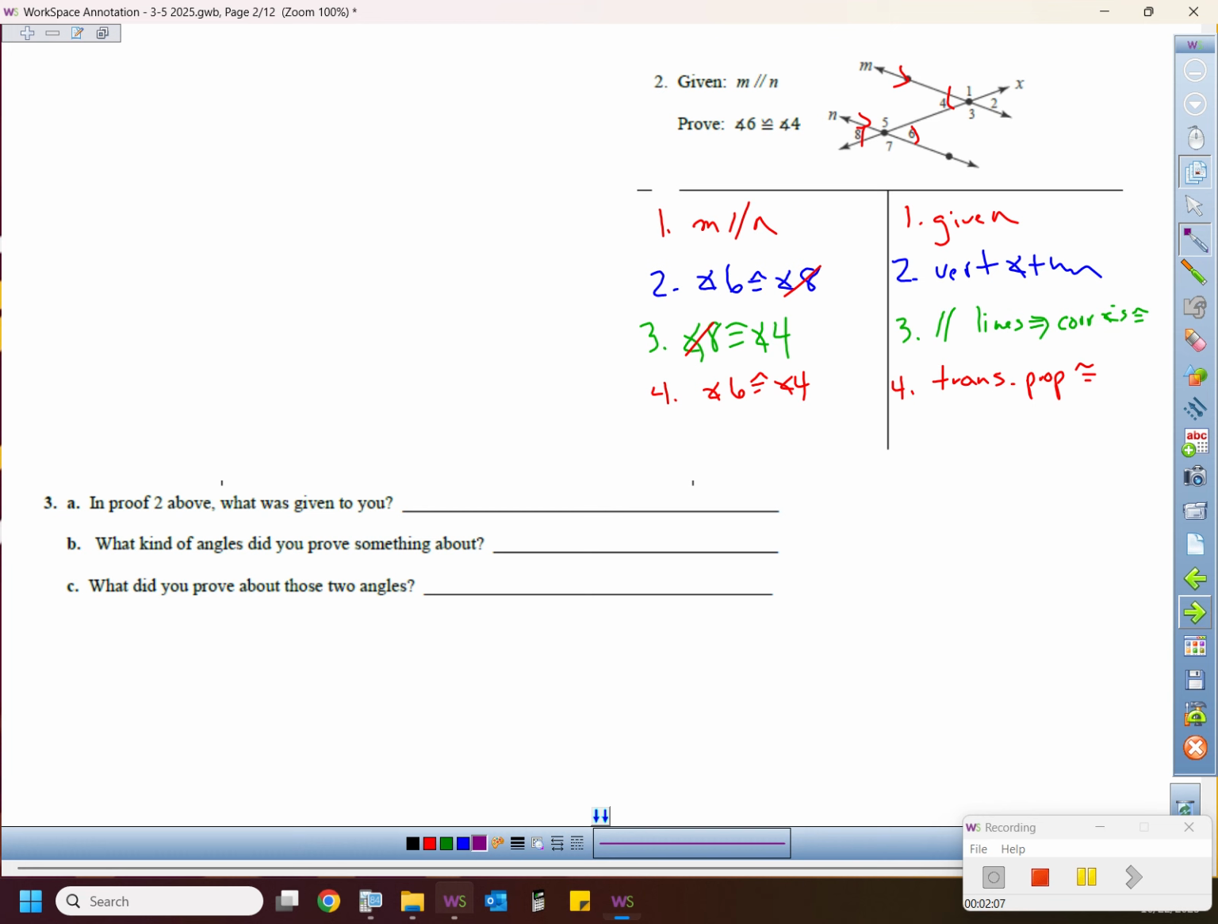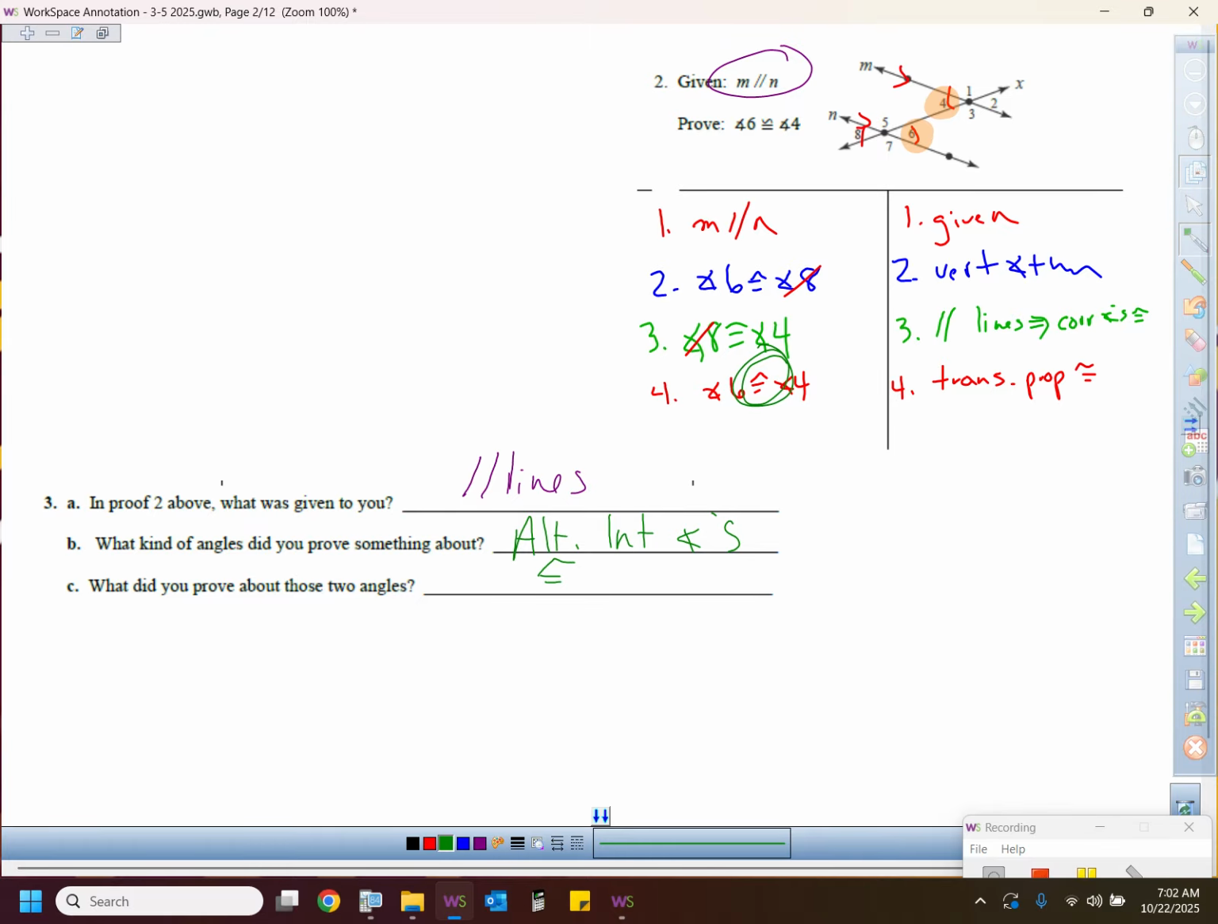So if we continue on, here's the proof that we just did right here. It says, in the proof above, what was given to us? Well, they gave me parallel lines. And what kind of angles did we prove something about? Well, we proved something about 6 and 4. Those are alternate interior angles, which we can abbreviate. And what did we prove about those two alternate interior angles? Right here, we proved that they were congruent to each other.